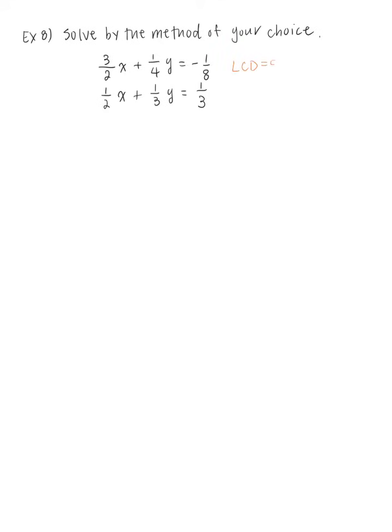LCD equals 8. Now, what about the second equation? Look at the denominators. We have 2, 3, and another 3. So the least common denominator will be 6. Here's the trick. Multiply the first equation by the LCD, which is just 8. So what I mean is multiply this whole thing by 8. Now remember, 8 is the same thing as 8 over 1.